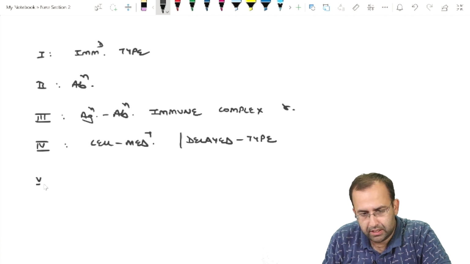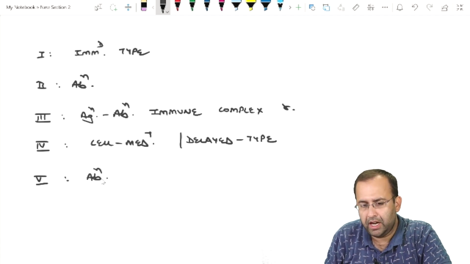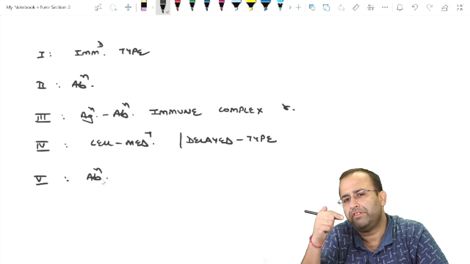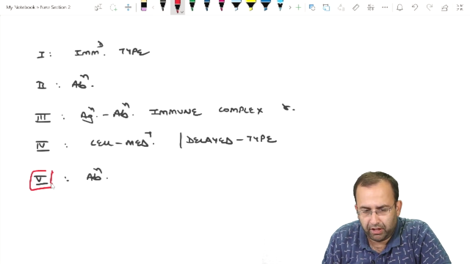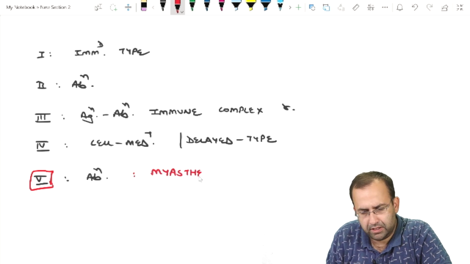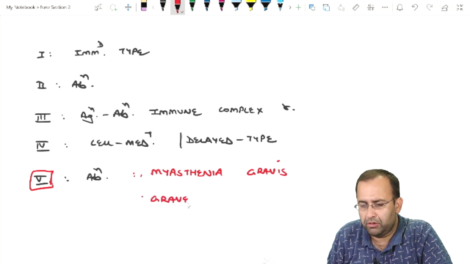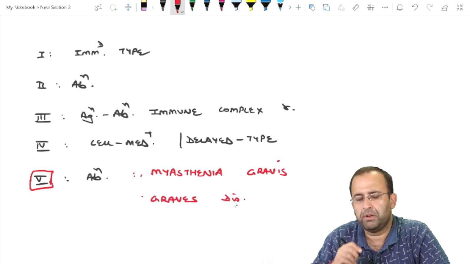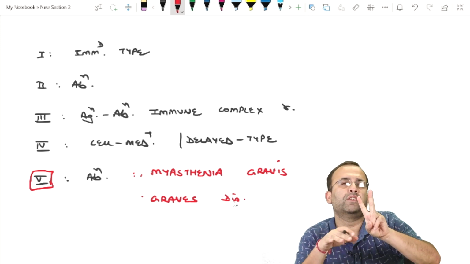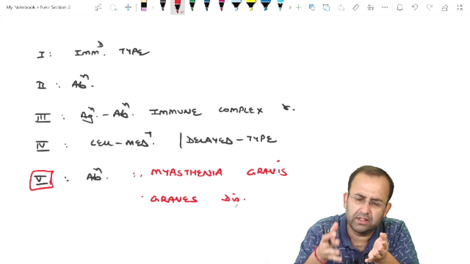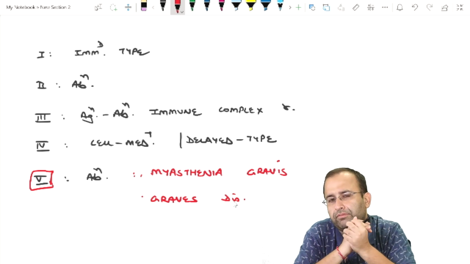And lastly is type 5, which is again antibody mediated. So 2 and 5 are antibody mediated. But there are only 2 diseases with type 5 hypersensitivity, myasthenia gravis and Graves' disease. In a recent PYQ, if type 5 is not given in the options for myasthenia gravis and Graves, the next best answer is type 2. That was the answer to be marked. It was a recent NEET PG PYQ.